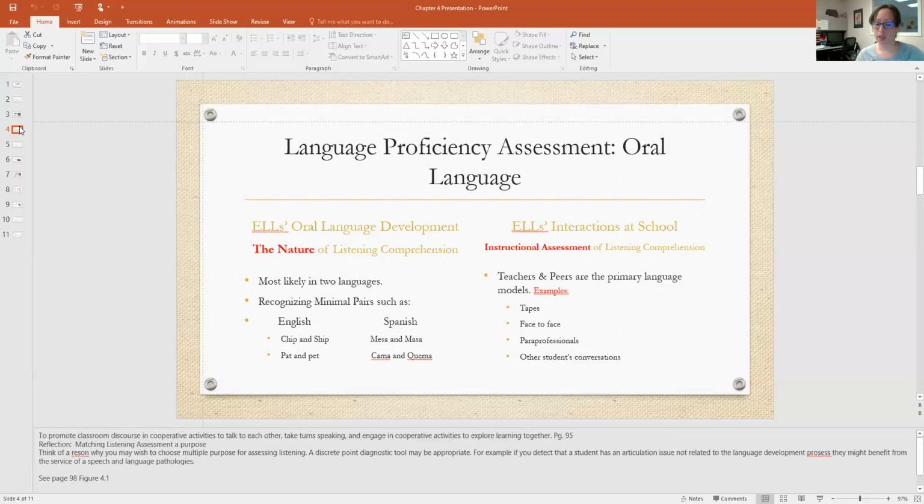A discrete point diagnostic tool may be appropriate. For example, if you detect that a student has an articulation issue not related to language development, you might want to process this or benefit from the service of a speech and language pathologist. And we see that page 98, figure 4.1, has more information about this.